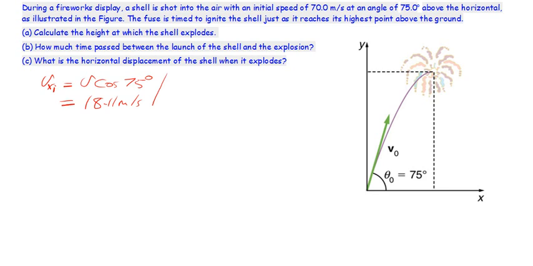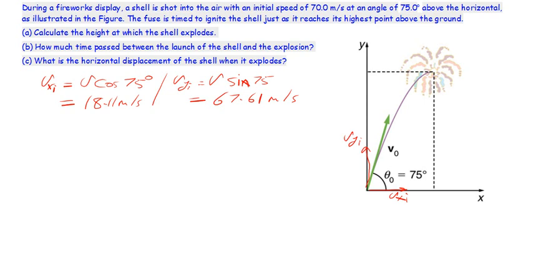Now for the Vy initial, it will be v sine 75 degrees. Once again, we calculate this, and it gives us 67.61 meters per second. So now I know my Vx initial, which is a constant magnitude in the entire process, and I know how much the Vy initial is in the y direction.